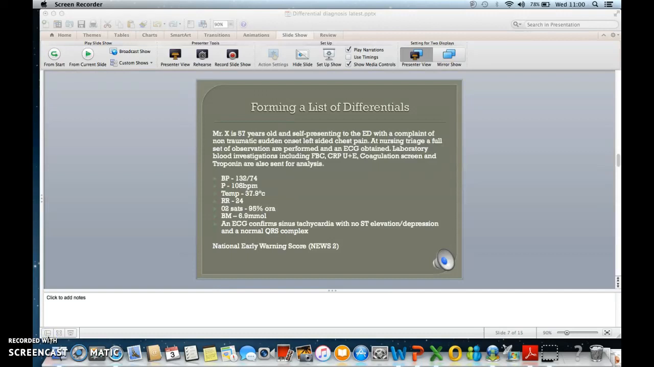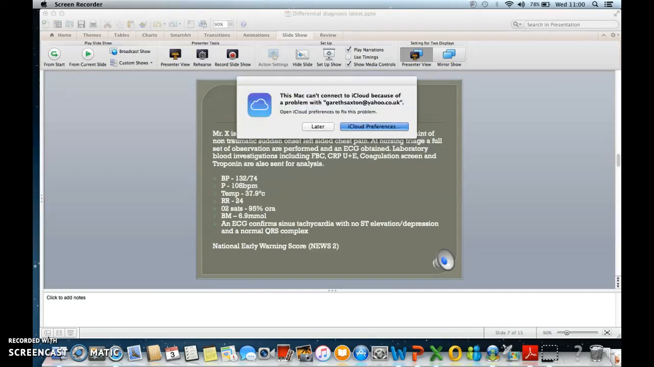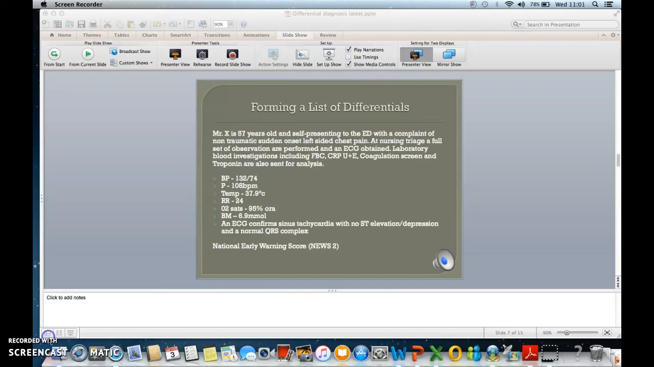So with this basic information and before performing a full diagnostic assessment, a list of differentials in order of severity could include, from a cardiac point of view, an NSTEMI. He's not a STEMI because we've seen from the ECG that it is actually just sinus tachycardia. So it could be an NSTEMI, it could be an unstable angina, or it could be a pericarditis.